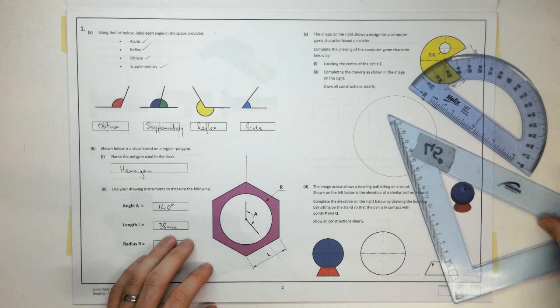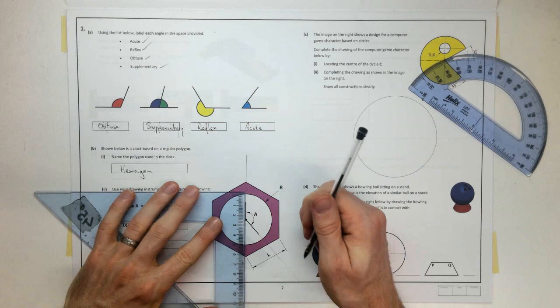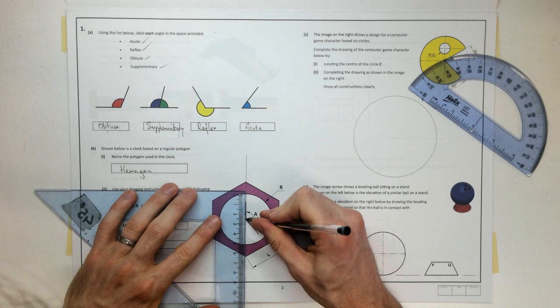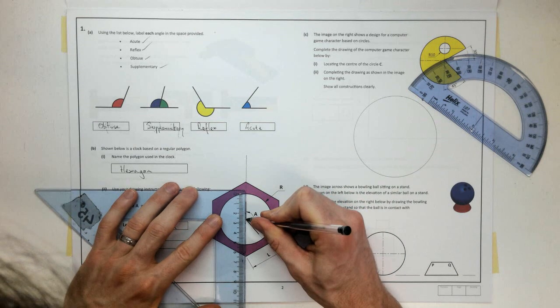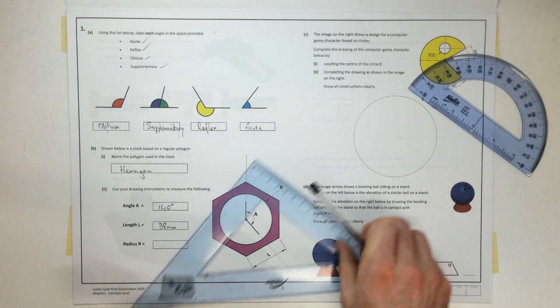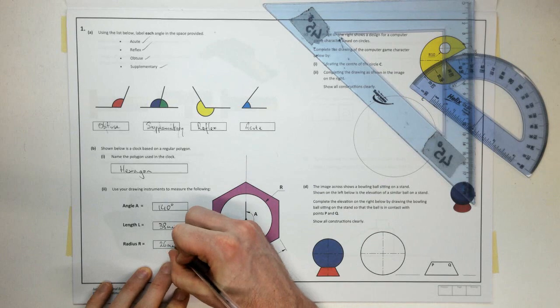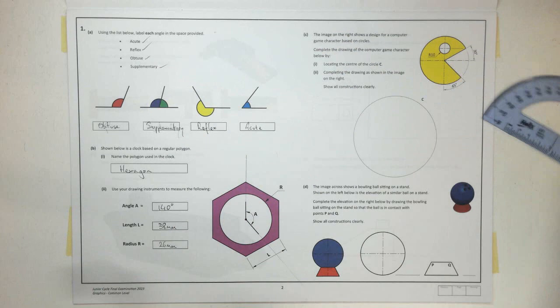And finally the radius, so the length from the middle here out, I got that at 26 millimeters. Okay, so a bit on measurements there.